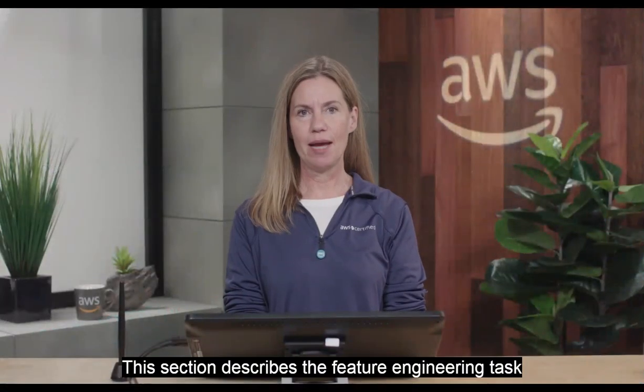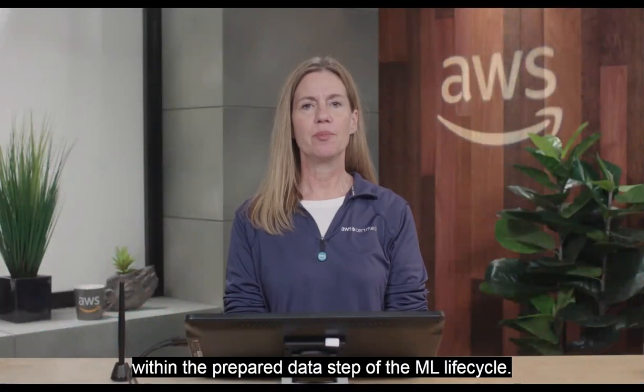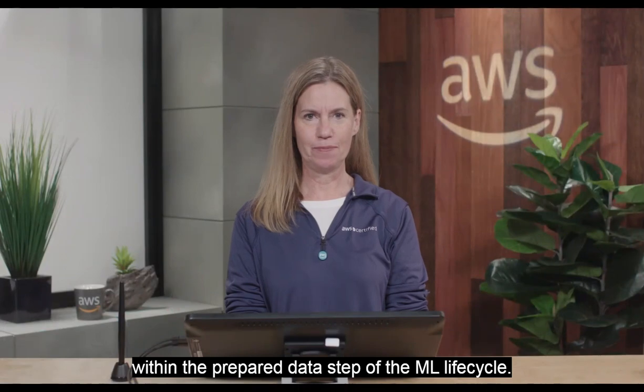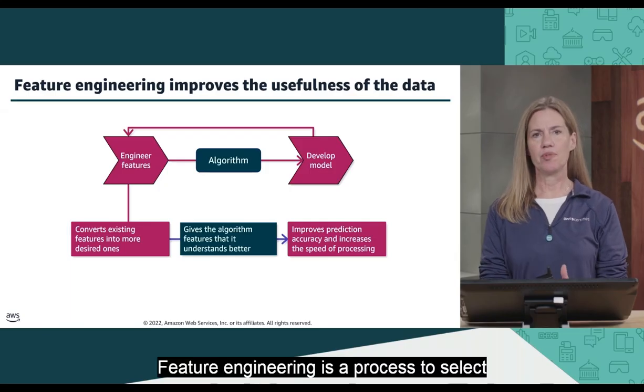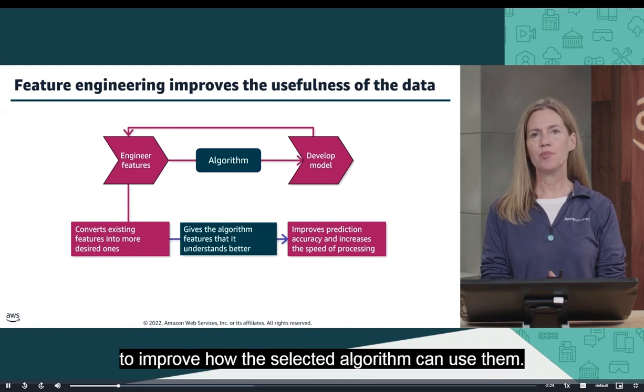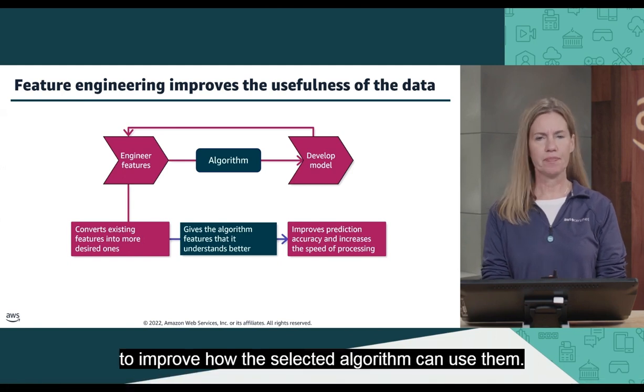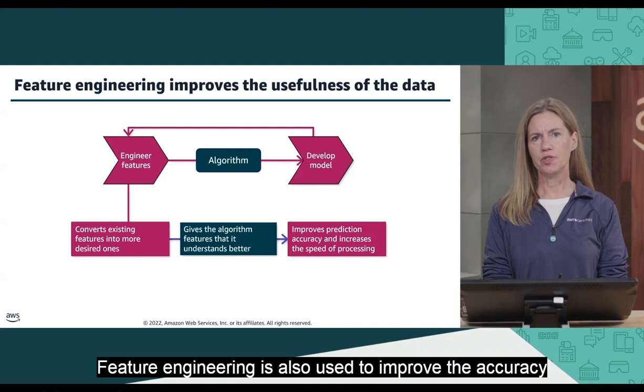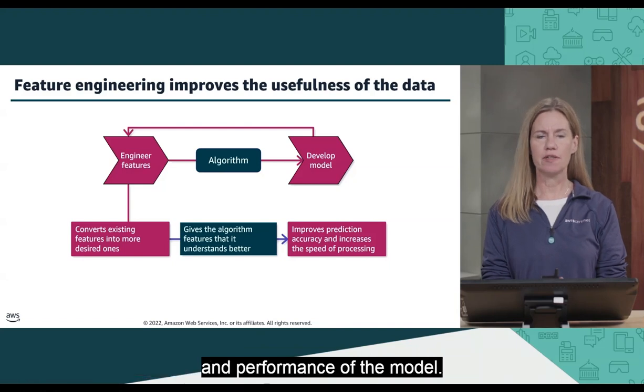This section describes the feature engineering task within the prepared data step of the ML lifecycle. Feature engineering is a process to select and transform variables, features, in the dataset to improve how the selected algorithm can use them. Feature engineering is also used to improve the accuracy and performance of the model.